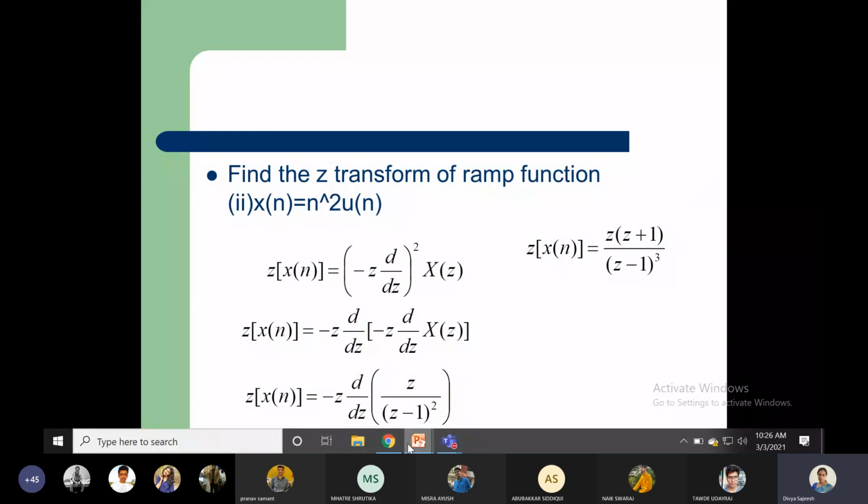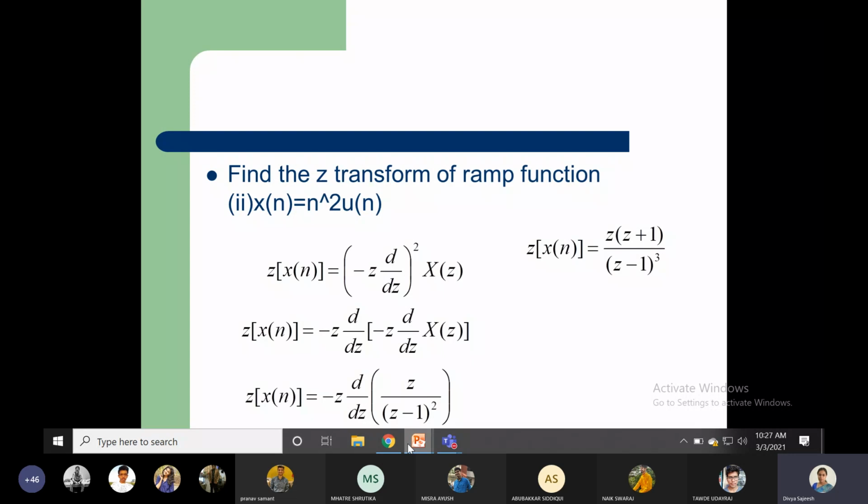Now the next case is n square instead of n. If n square comes, you have to do double differentiation. It is the same property, but depending upon the power of n, that many times you have to do the differentiation. The power of differentiation also increases accordingly. So here it will be minus z into d by dz, whole squared, because here it is n square, into x of z. x of z is the Z transform of the unit step signal u of n, which is z upon z minus 1.